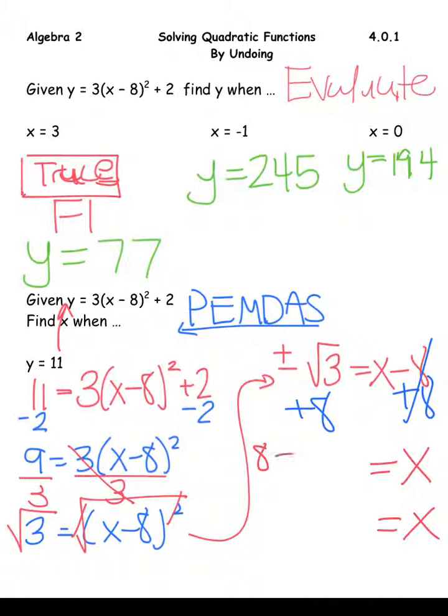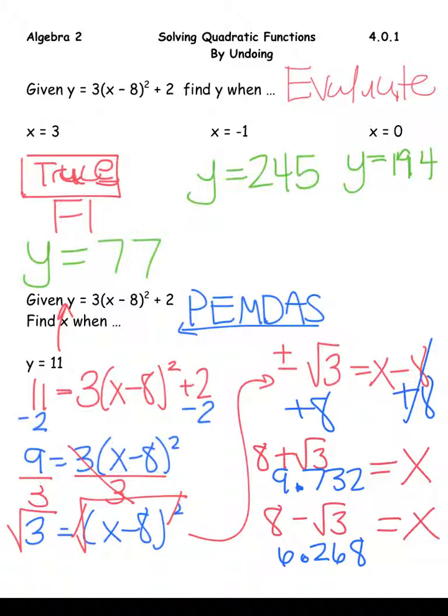I'm going to get 8 plus the square root of 3, and I'm going to get 8 minus the square root of 3. And I'll type both of those into my calculator to figure out what they are. 8 plus square root of 3 is 9.732. And 8 minus the square root of 3 is 6.268. So two x values when y equals 11.